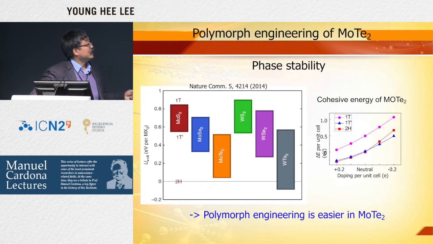But if you choose tungsten ditelluride, only the metallic 1T prime phase is stable. If you choose molybdenum ditelluride, you see the energy difference between the stable 2H and the 1T prime is very little. That means you can play with it. And in fact, there is a stable phase existing also in the 1T prime phase, if you look at the literature.